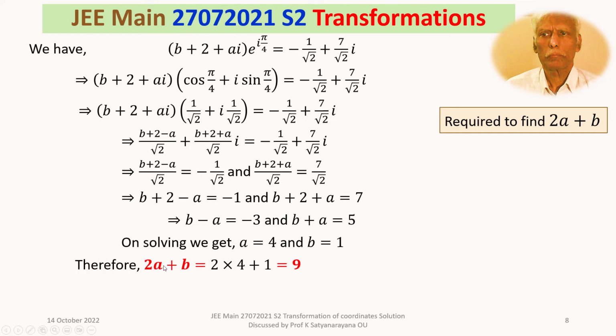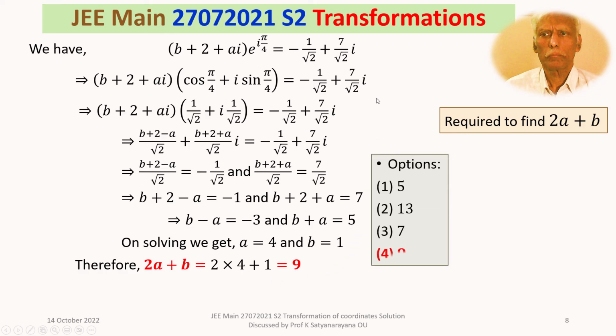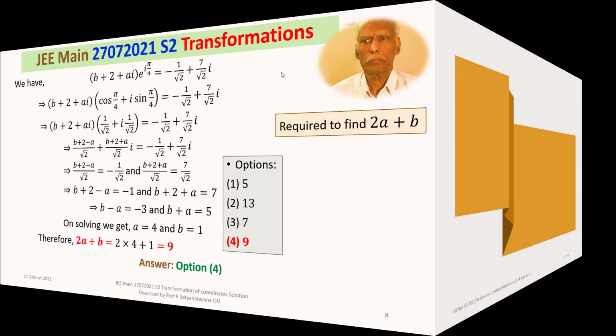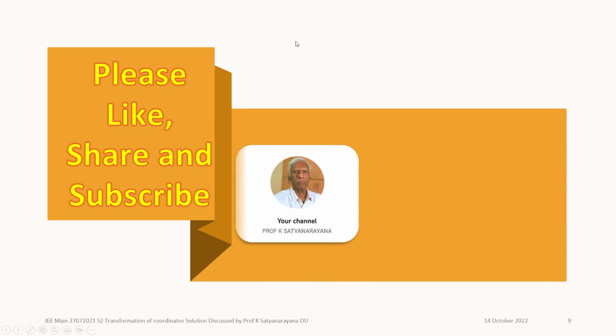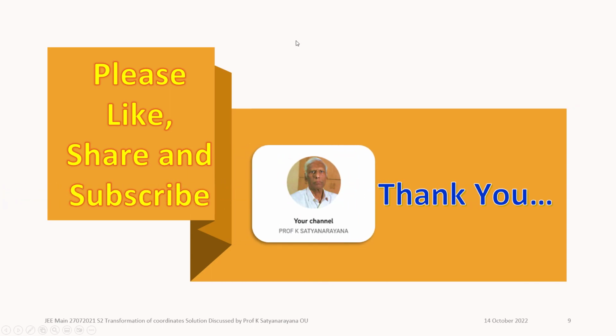Therefore, the value of 2a + b will be 2 into 4 + 1, that is 9. Let's look at our options. Our answer 9 appears against option 4. Therefore, our final answer is option 4. That is the discussion of the solution of the problem using the rotation theorem from complex numbers. I am sure that you have understood the solution of this problem, and I wish you all the best. Thank you.